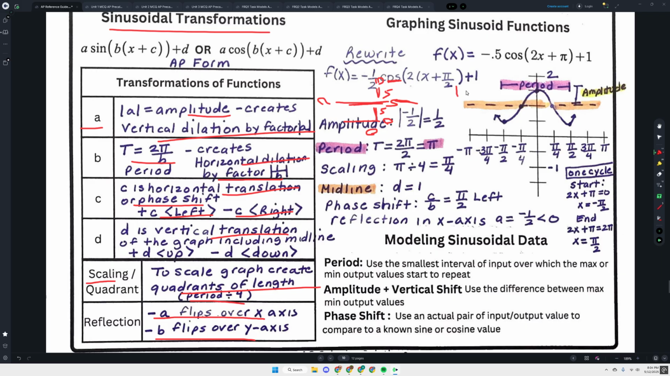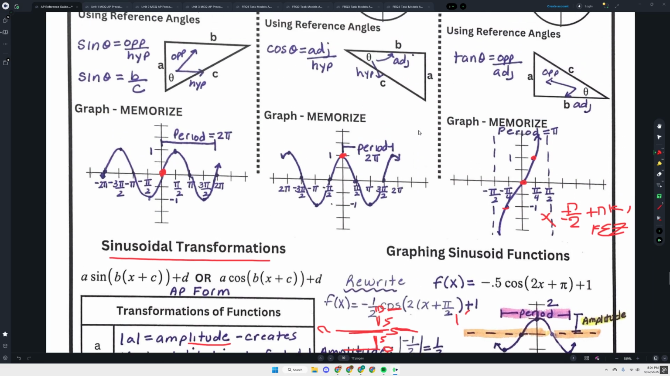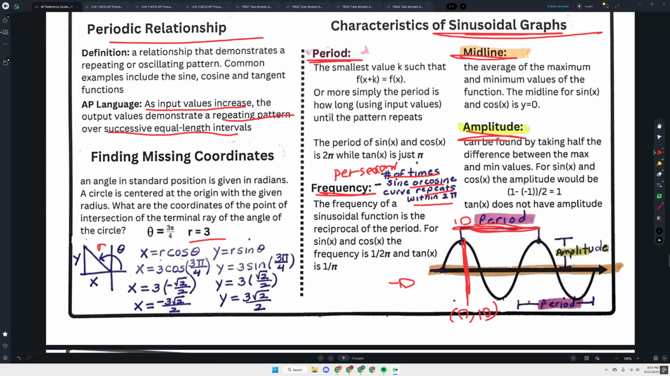Or how do you tell the C? You tell the C based off of where you start. For example, for cosine, if your first coordinate is here, then you don't have a C. But if you start at x is 10, then you have to shift it 10 so the max is at the y-axis.